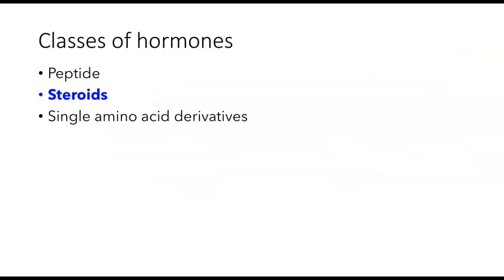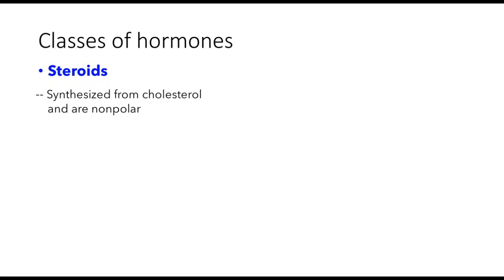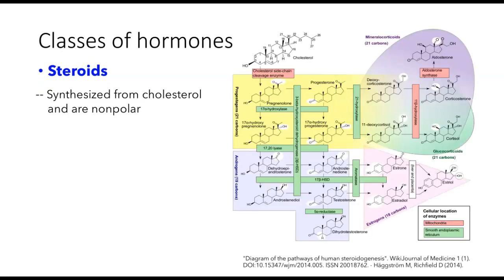All right, let's move on to the steroid class of hormones. Steroids are synthesized from cholesterol, and they are going to be nonpolar. So this sort of scary figure here shows us the synthesis pathway for steroid hormones, beginning with our starting material, cholesterol. And what each one of the arrows represents then is an enzyme that can go and modify that.